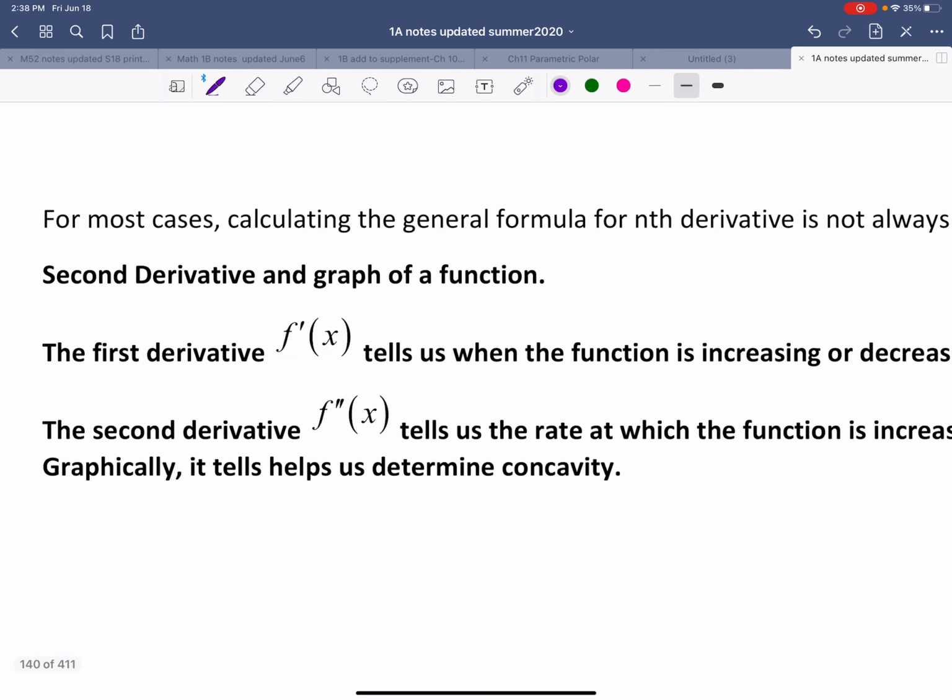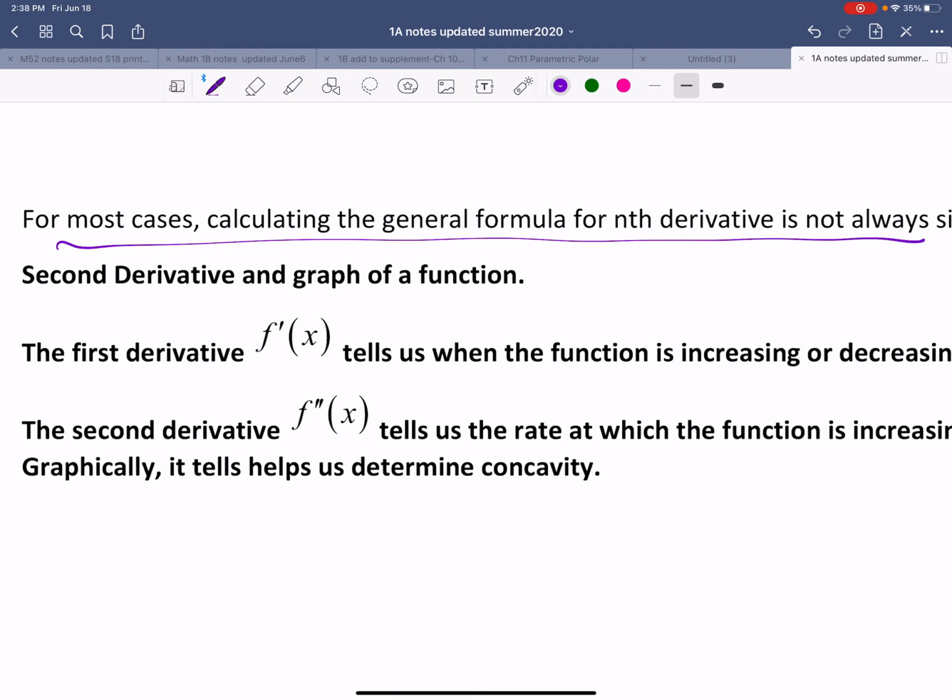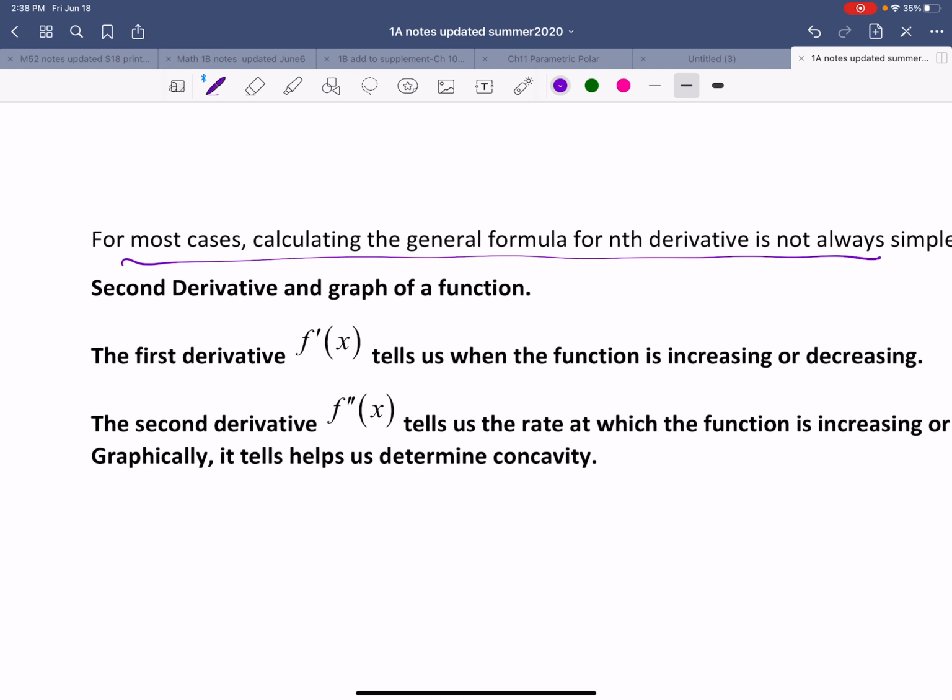Okay, for most cases, calculating the general formula for n derivative is not always easy. I'll do another video with some complicated calculation of nth derivative.